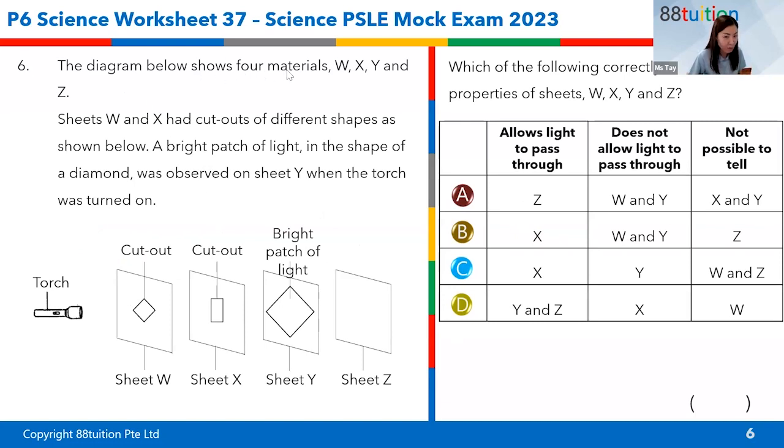Okay, the diagram below shows 4 materials: W, X, Y, and Z. So I have sheets W and X with cutouts like this. Then a bright patch of light in the shape of a diamond is observed on sheet Y when the torch was turned on. So how can you describe the properties of sheets W, X, Y, and Z?